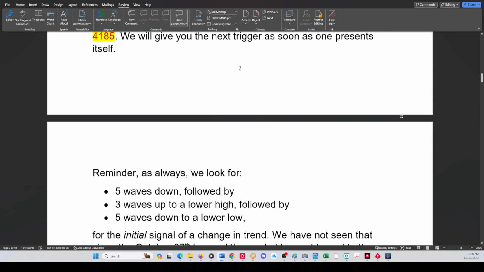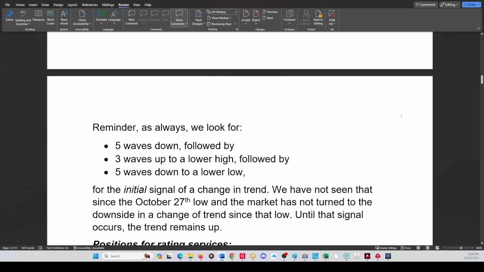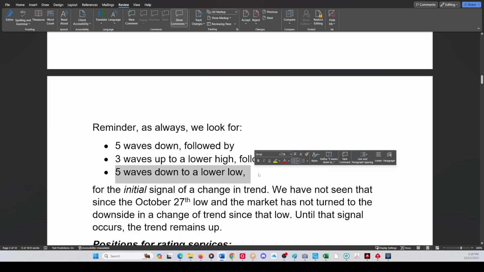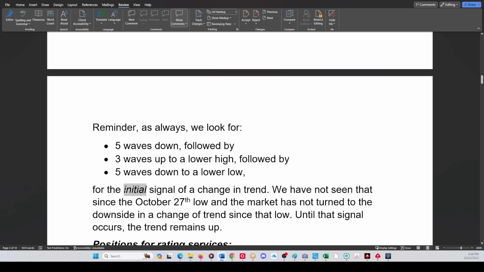Okay, and just in case you guys aren't aware, this is what we've always looked at for a change in trend. I'll look at the 1 minute chart. I need to see 5 waves down, followed by 3 waves up to a lower high, followed by 5 waves down to a lower low. That's the initial sign. Okay, there's more after that, but we have not seen the initial sign.